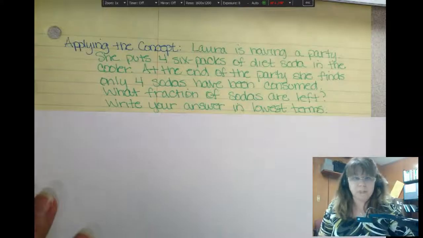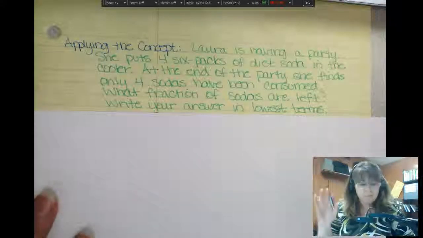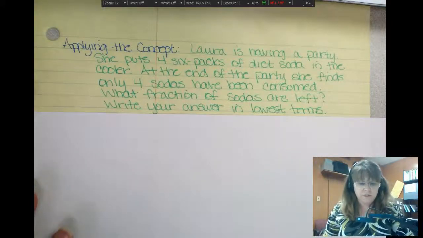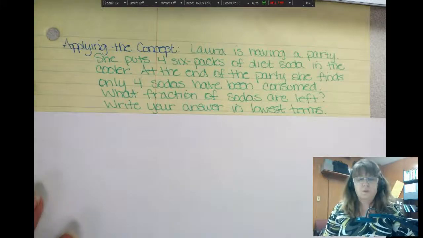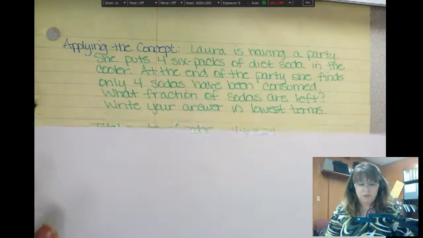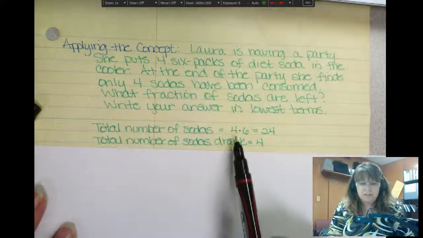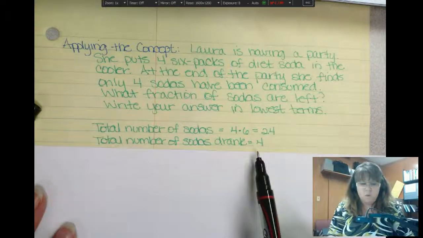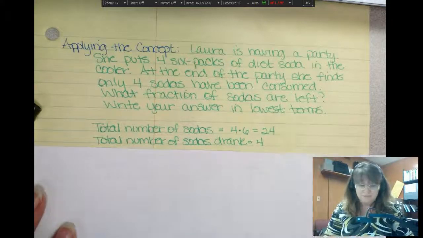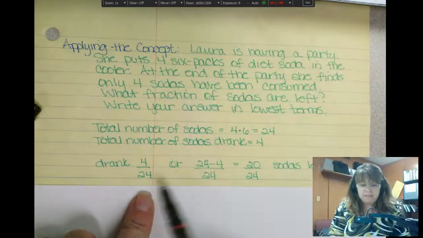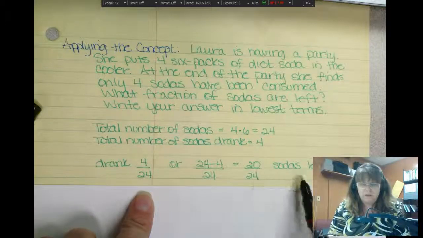I'm going to run through a problem pretty quickly. So, Laura's having a party. She puts 4 6-packs of diet soda in the cooler. At the end of the party, she finds only 4 sodas have been consumed. What fraction of the sodas are left? And write the answer in lowest terms. So the number of sodas is 4 times the 6-pack, so a total of 24 sodas. 4 sodas have been consumed. They were drunk. So we drank 4 over 24, but there are 20 over 24 sodas left.